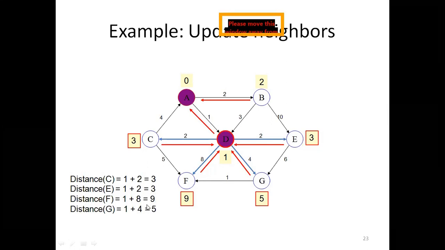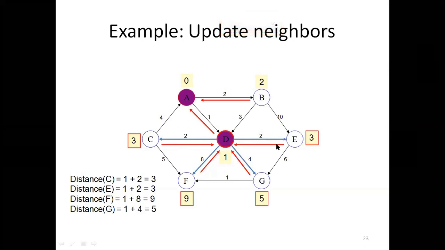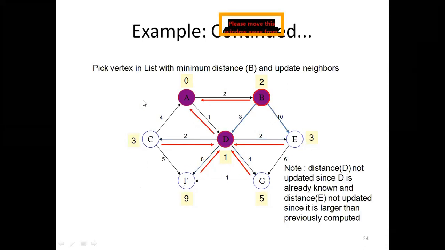So in this way, we have calculated the distances and we need to select the minimum distance, since we have two options, D to C or D to E, whether to select C or E. Since minimum distance concept, at the vertex C the distance is 3. At the vertex E, the distance is 3. Both are the same, minimum. So pick the vertex in the list with minimum distance and update the neighbors.